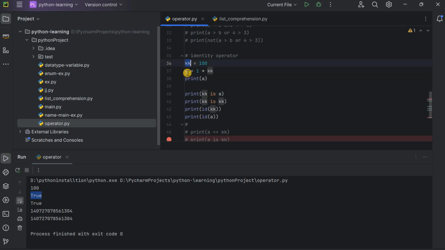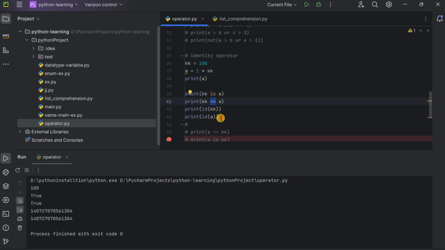So right now kk and A are both pointing to one memory address. I will show you ID of kk and ID of A. ID of A is 1304, ID of kk is 1304. So they are pointing to one memory address, right? And if I print double equals A, it is still the same, right? The answer is still the same for both.